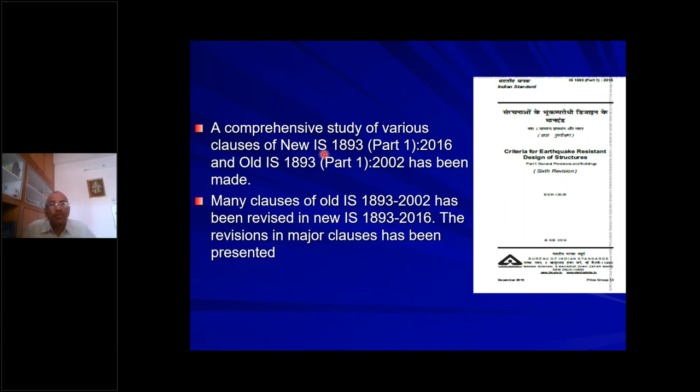Okay, now let us see a comprehensive study of the various clauses that I am going to present. Particularly the changes part only I am going to present. Many clauses of IS 1893-2002 have been revised in the new IS 1893-2016. The revisions in some of the major clauses are what I am going to present now.